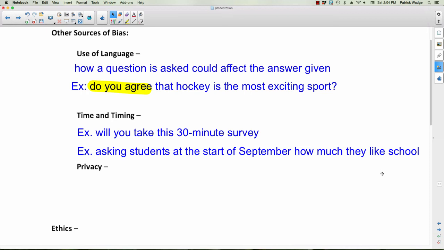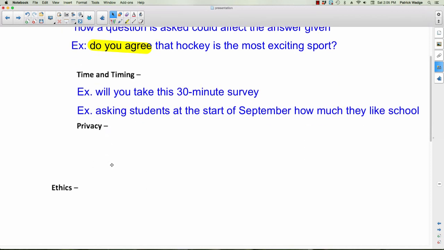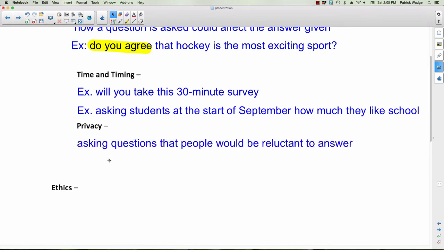But my suspicion is if we ask people at the start of September and then asked again at the start of December, you'd have more people giving positive reviews in September than you do in December. So you have to be careful about your timing when you're asking questions. And finally, privacy. When you're asking questions that people would be reluctant to answer, that's not a great thing.